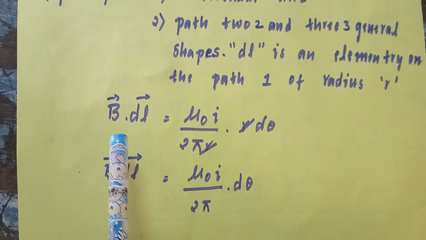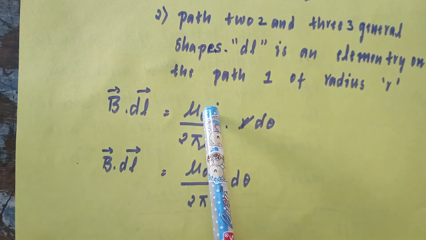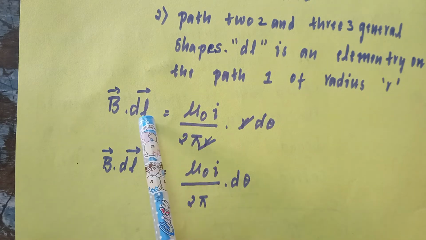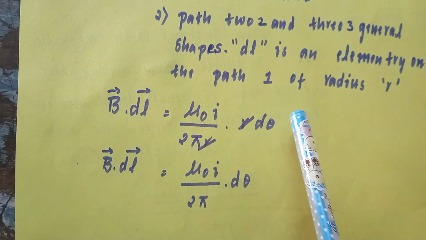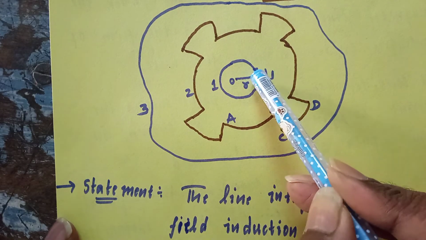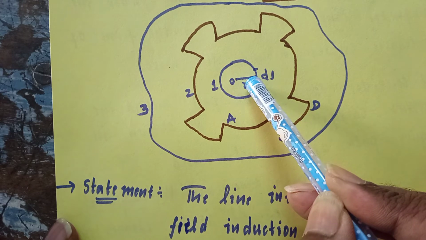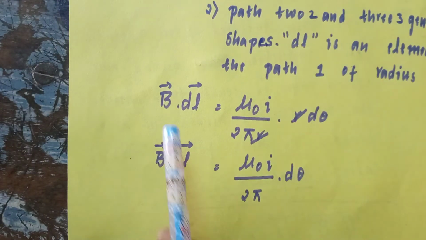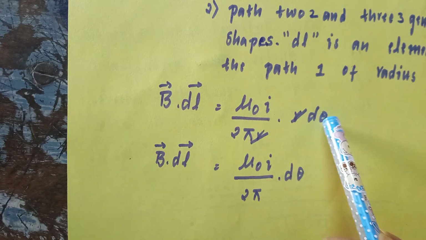Now this is the mathematical expression. B is equal to mu naught I by 2 pi r. Now dl means an elementary path. Suppose you consider one particle rotating along the circular path. So dl is the distance it is rotated, making an angle d theta. The radius is r, so dl is r into d theta. B dl is equal to mu naught I by 2 pi r into r d theta.